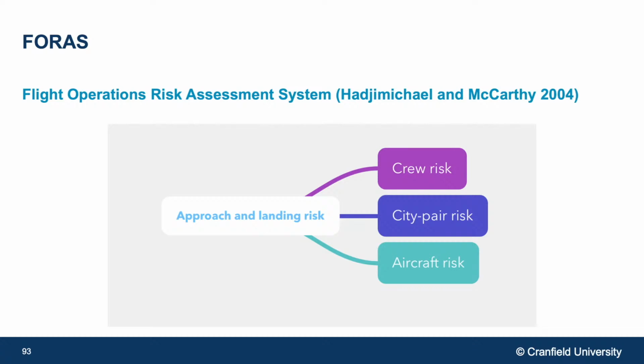And essentially what it does, it breaks down every part of the activity, so it's specifically focused on a flight. And it breaks down that activity and splits each part of that activity into 3 areas. So for approach and landing risk, for example, here we have crew risk, those things relating to pilots and flight cabin crew, city pair risk, so those things relating to physically flying between those 2 locations, so things like the air traffic control environment, the terrain, etc., and the aircraft risk. What are the risks associated with the particular aircraft we're flying, and that kind of thing.